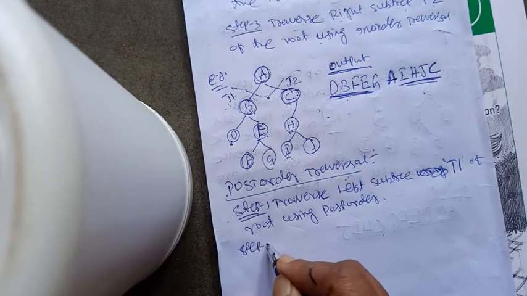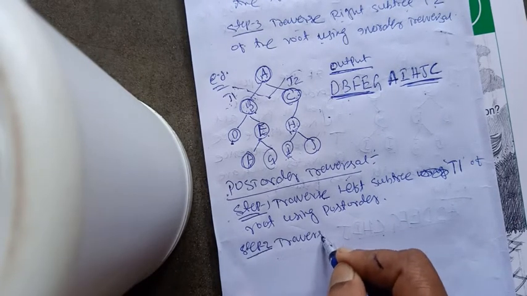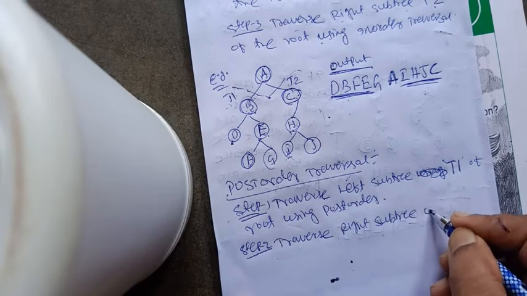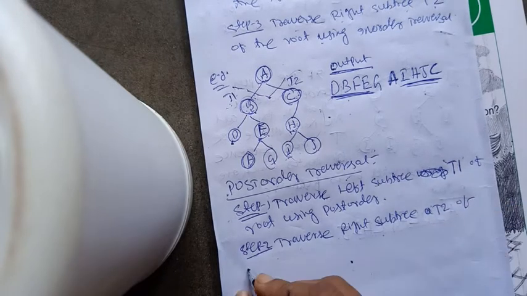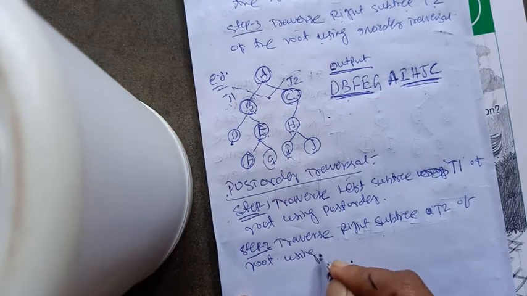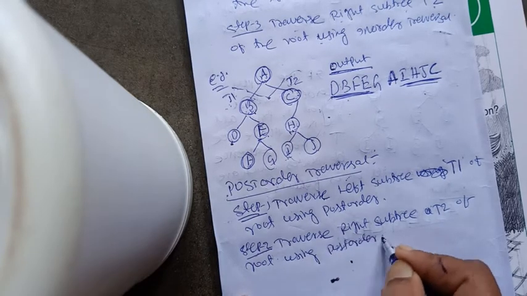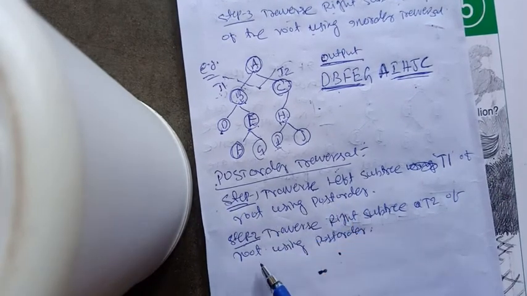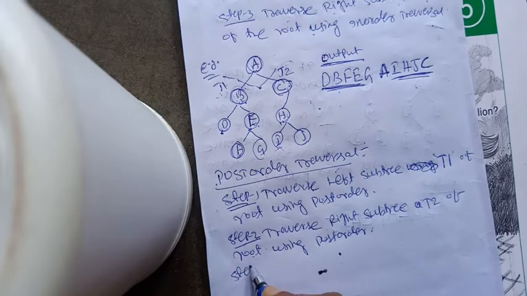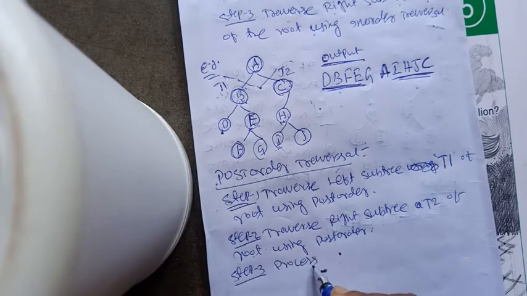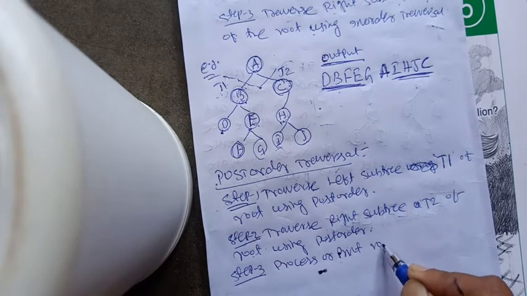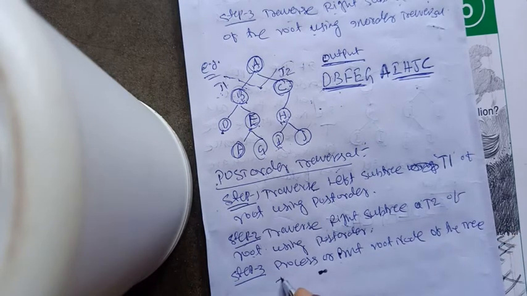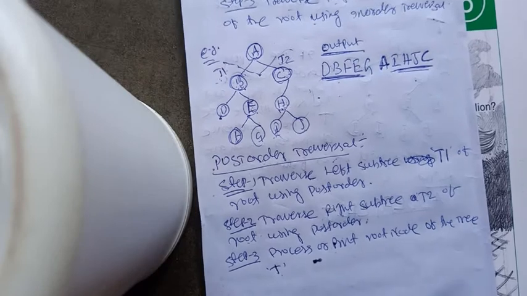Then step 2 says traverse right subtree T2 of root using post order. Okay, so find the difference in the steps in post order. So first traverse the left subtree using post order, then traverse the right subtree using post order, and then at the end process or print root node of the tree T, where T is our root.